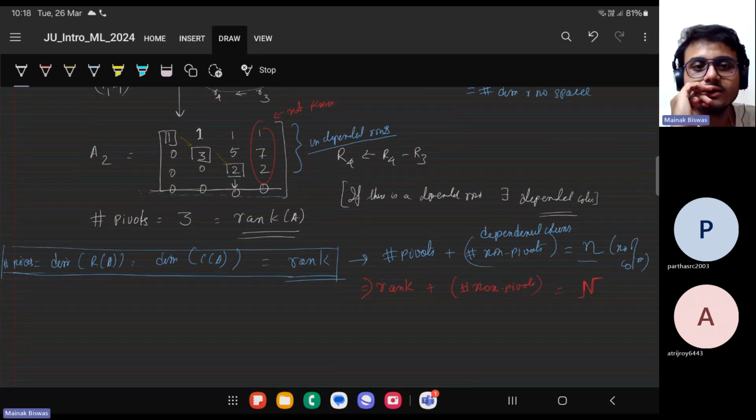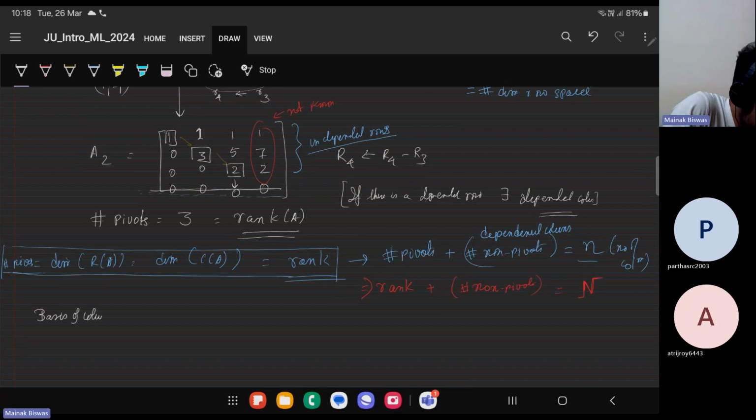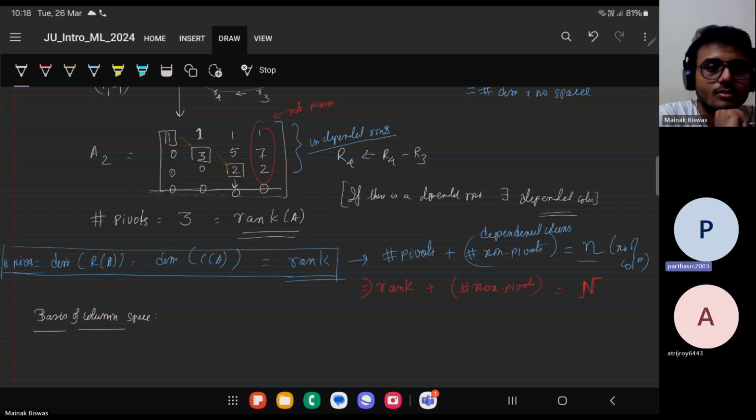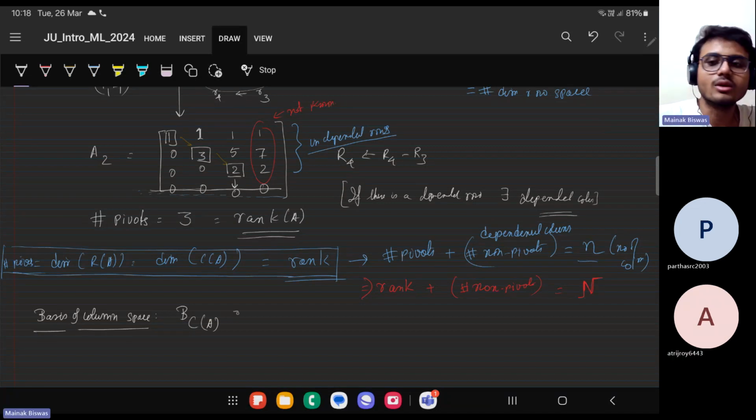So now you tell me, if I am told to find the basis of column space, what will I do? Basis of column space. Yes, Godrej will tell me. Tell me, Godrej. So like we can reduce using this elimination. We can, but you need not use elimination.